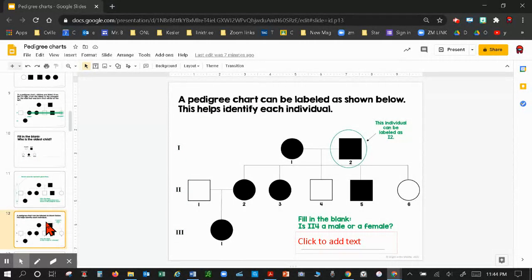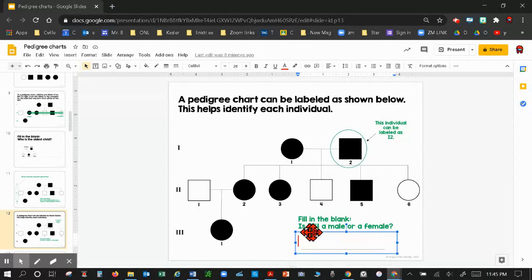So, as I said earlier, a pedigree chart can be labeled as shown below. This helps identify each individual. Sometimes we have names, sometimes we just have numbers. A lot of times this is done in privacy. So, unless it's a close family, like your family tree, then you'll have names there, or unless it's a case study. But many times we recognize each individual as being Roman numeral I1, or 1 you can say, Roman numeral 1 2, etc., to represent who is who on this chart.